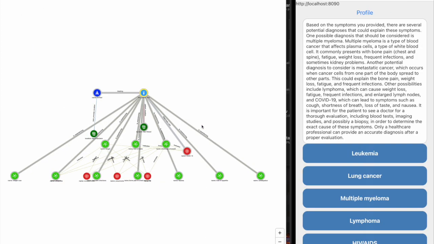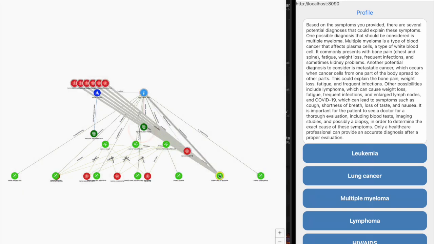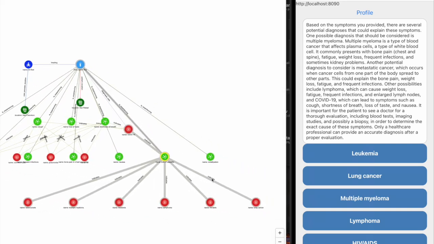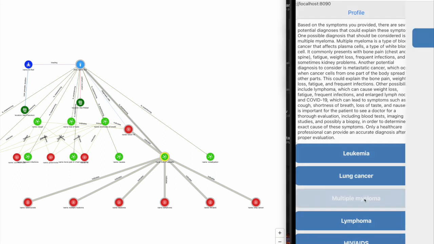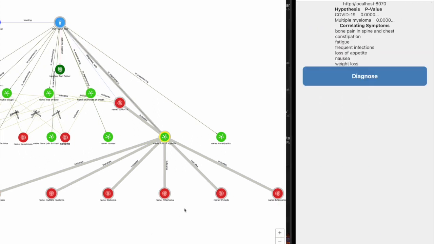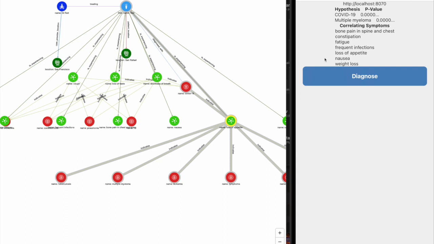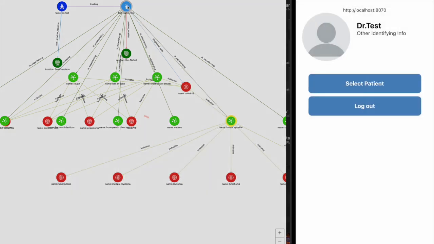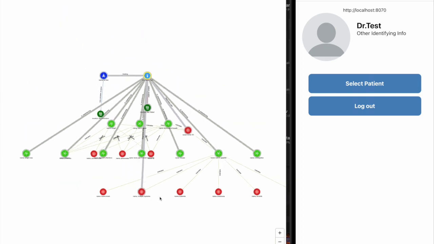After our process is complete, the medical care provider is able to choose from a collection of possible diagnoses. They are then able to incorporate their personal and historical knowledge to select the most likely disease. As their hypothesis is correlated with historical data, the p-value of the hypothesis is displayed along with other likely diseases and correlating symptoms that exist within our historical data.